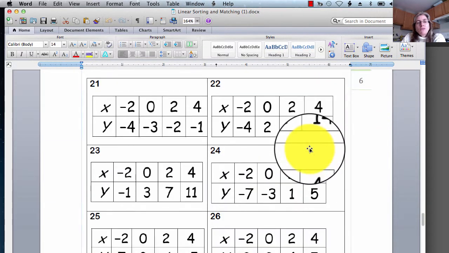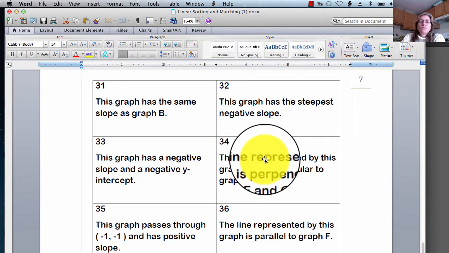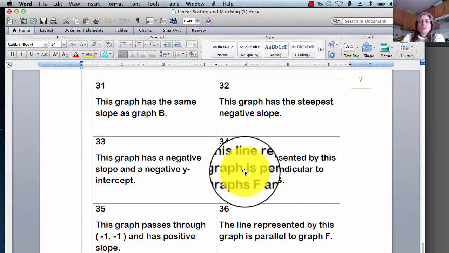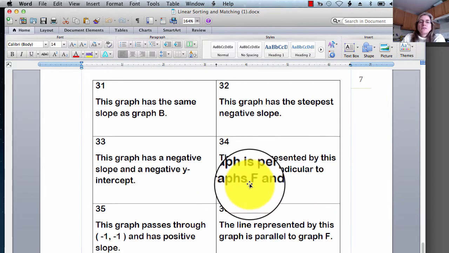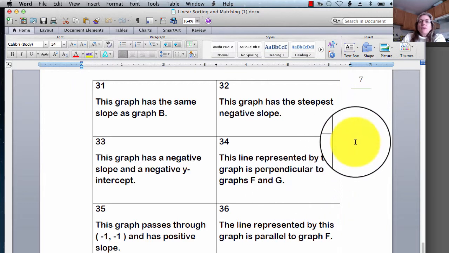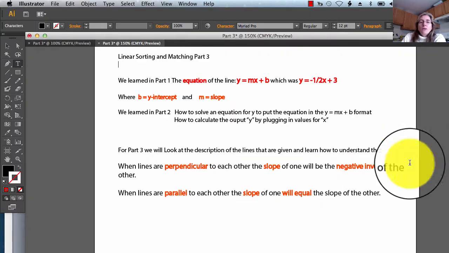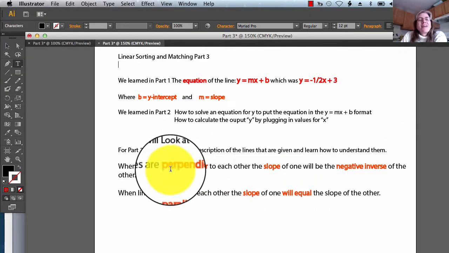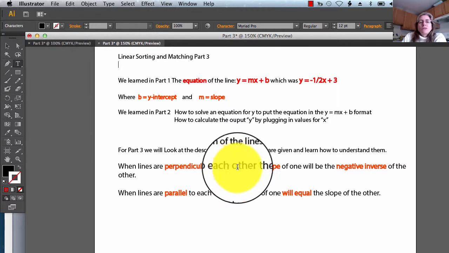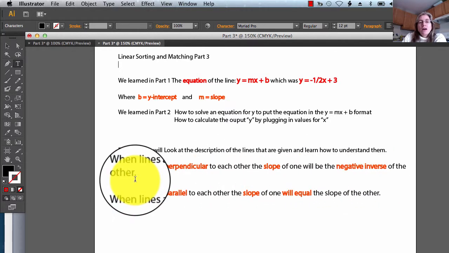And the description number 34 says this line represented by this graph is perpendicular to graphs F and G. Okay. So when we're talking about perpendicular or parallel lines, that is a whole new thing. When lines are perpendicular to each other, the slope of one will be the negative inverse of the other.